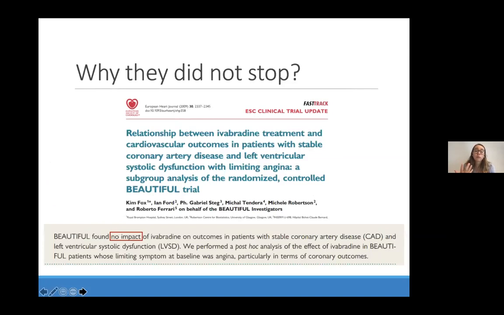While they were doing the trial, another trial came up. This was a subgroup analysis of the BEAUTIFUL trial, in which they are evaluating the same drug in a slightly different population, but the subgroup analysis was focused on the same population. And the BEAUTIFUL trial found no impact of ivabradine on the outcomes of these patients. So the DSMB also takes into consideration the literature and other trials that are going on alongside the trial that you are doing. So the board needs to take all of this into consideration.